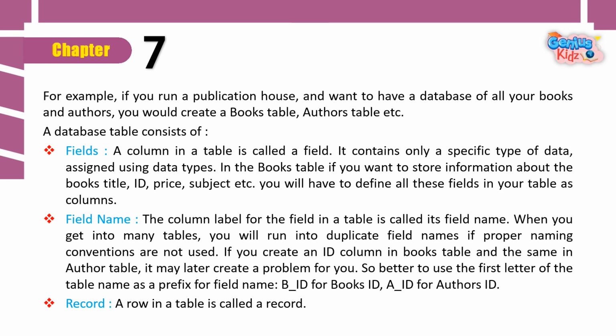Field name. The column label for the field in a table is called its field name. When you get into many tables, you will run into duplicate field names if proper naming conventions are not used. If you create an ID column in the books table and the same in the author table, it may later create a problem for you. So better to use the first letter of the table name as a prefix for the field name: BID for books ID, AID for author's ID. Record. A row in a table is called a record.